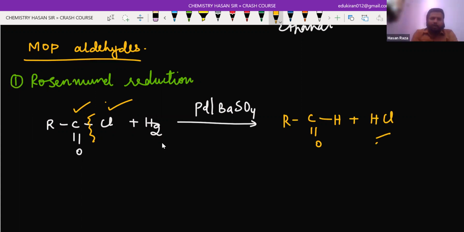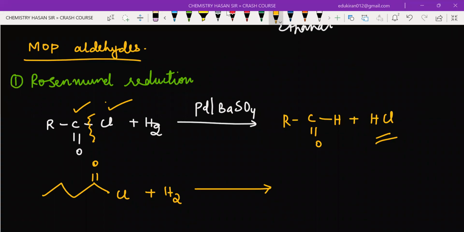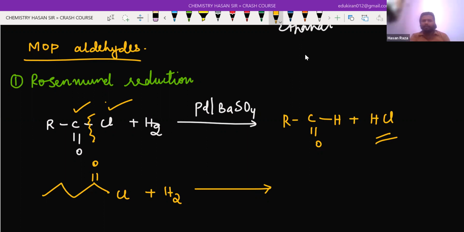Okay. So if I'm going to give you a question like this, can you name the product? The spelling that you used, pentenal, stands for something else. If you use pentene, that means there will be a double bond. Since there is no double bond, you are going to use pentane. Are you getting my point, Asterisk?